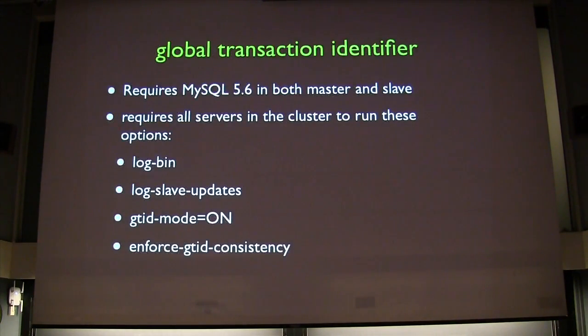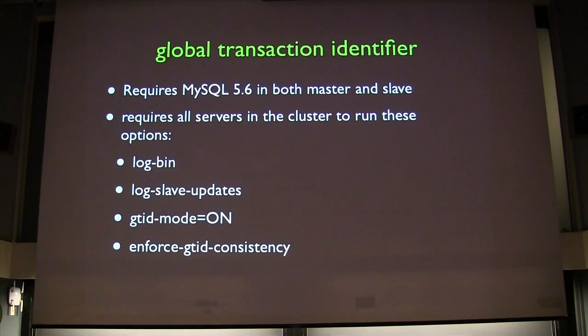Why do you need these things? Okay, log-bin means enable the binary logs. Of course, if you don't do that, there is no replication. Log-slave-updates, you have to enable this also in the master. Otherwise, it doesn't work. Why in the master? Because global transaction ID assumes that you want this feature to make a switch between a master and a slave easier. And you cannot do that if log-slave-updates is not enabled. So if you make a slave become a master and a master become a slave, the master cannot be a slave with global transaction identifier if you cannot log its updates.